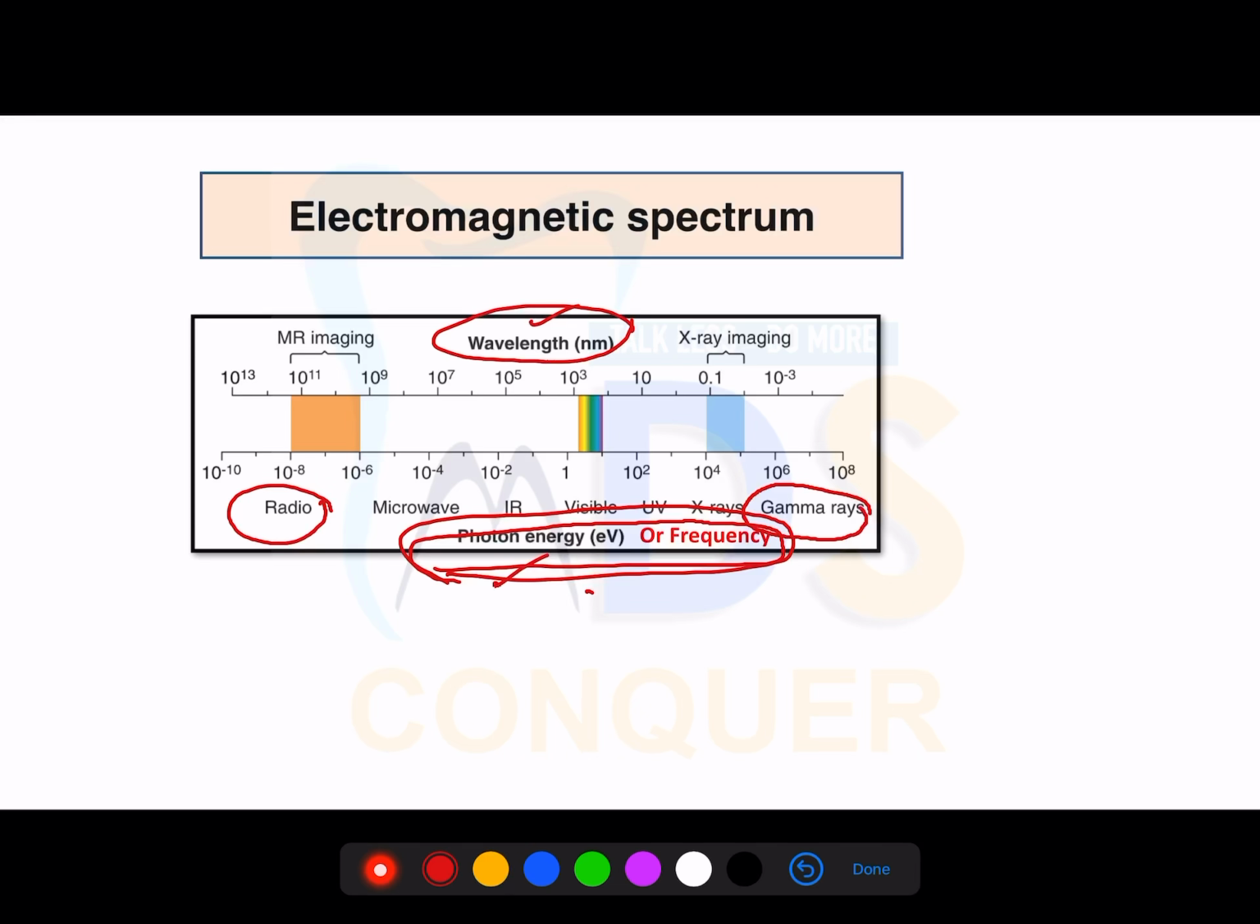So they can ask you questions like which of the following waves will have the highest wavelength or lowest wavelength, or which of the following waves will have the highest energy or frequency. So remember that wavelength is inversely proportional to photon energy and frequency, whereas photon energy and frequency are directly proportional.